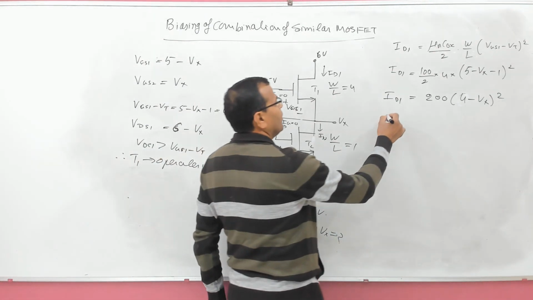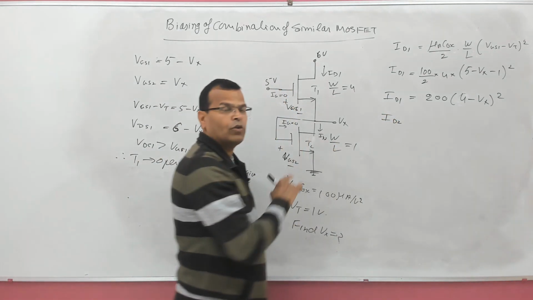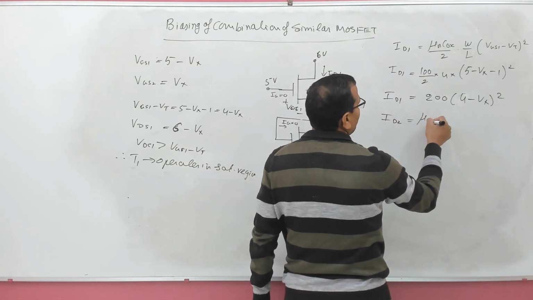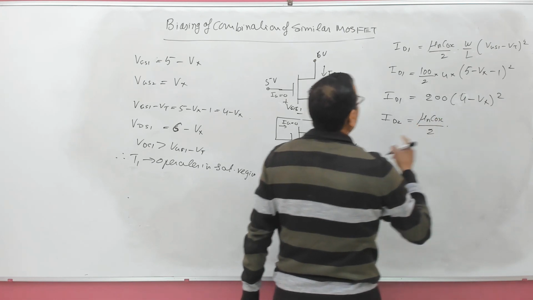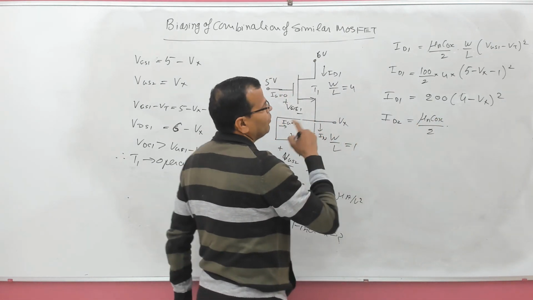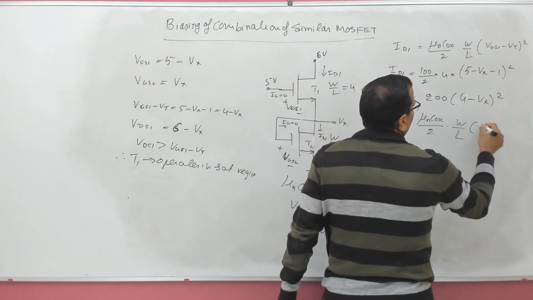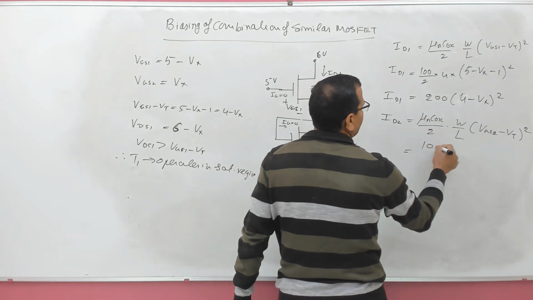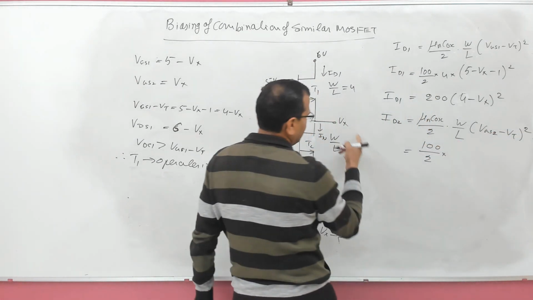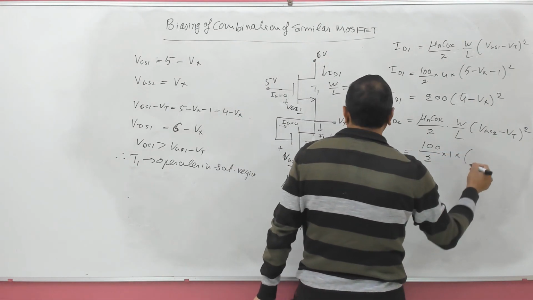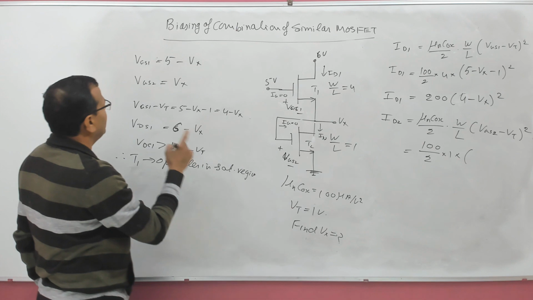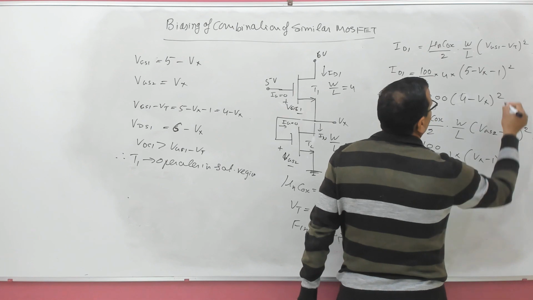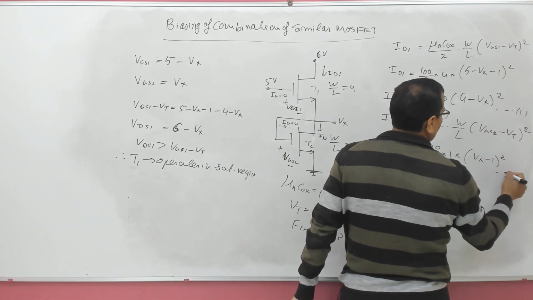Then what is ID2? Again this is operating in saturation region, and for saturation region this is the expression of current. So mu n C naught X by 2 into W by L, but please see carefully, it is 1. So W by L into VGS2 minus VT whole square, and this is 100 given to you by 2, W by L is given to you, that is 1 here, into VGS2. VGS2 for this is Vx. So Vx minus 1 whole square. Say this is equation number 1 and this is equation number 2.